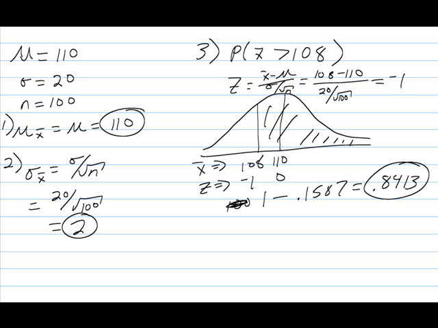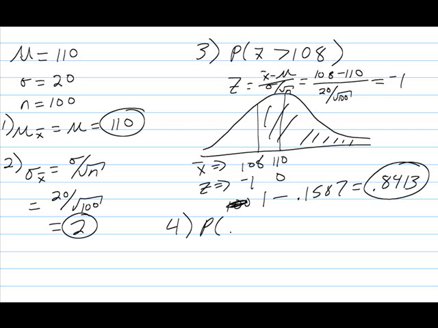And it is very important that you notice that this probability is approximately correct even though we do not have a normal distribution, and it's because the sample size is large enough to allow us to use the central limit theorem.